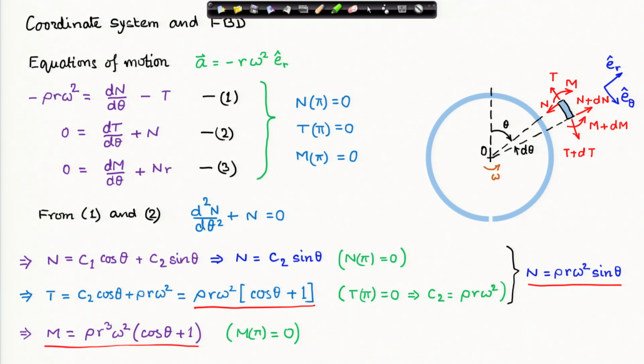and the bending moment is obtained from the third equation by integrating the third equation, straightforward integration. I have this expression for the bending moment, and when I integrate I have a constant of integration, which is solved from the condition that the bending moment at pi is equal to 0. So, this completes this ring problem.